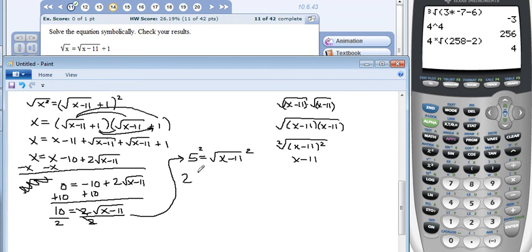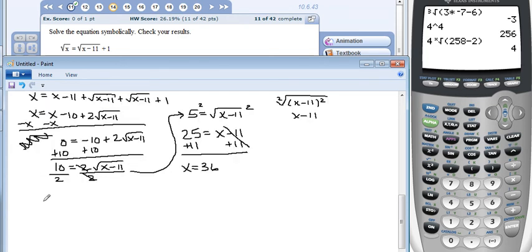This is 25. This wipes itself out. Add my 11 across. x is equal to 36. Woo! Let's check it.